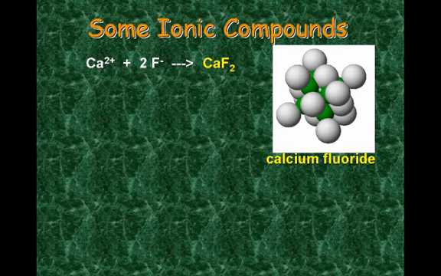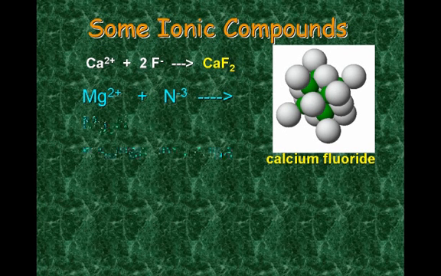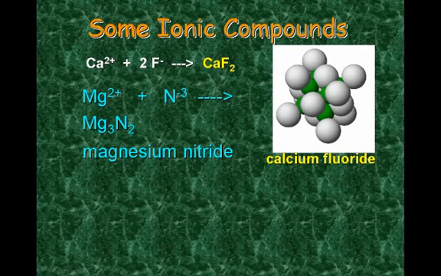So 2 fluorines there, -1 charge each, and then 1 calcium. Now magnesium and nitrogen's a little tricky. Magnesium is +2, nitrogen is -3. So the common denominator there would be 6. So we want to try to get magnesium +6, nitrogen -6. It takes 3 magnesiums and it takes 2 nitrogens to get a +6 on magnesium and a -6 on nitrogen. So the resulting formula then is Mg3N2.